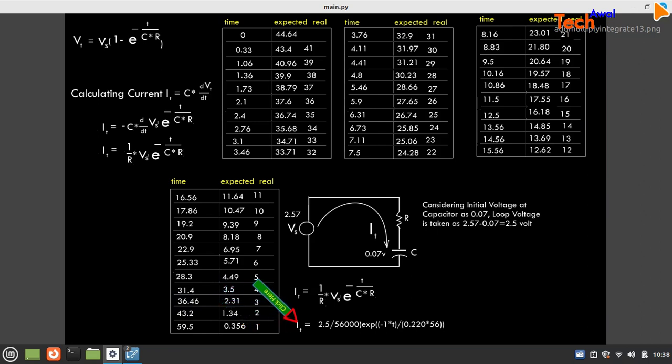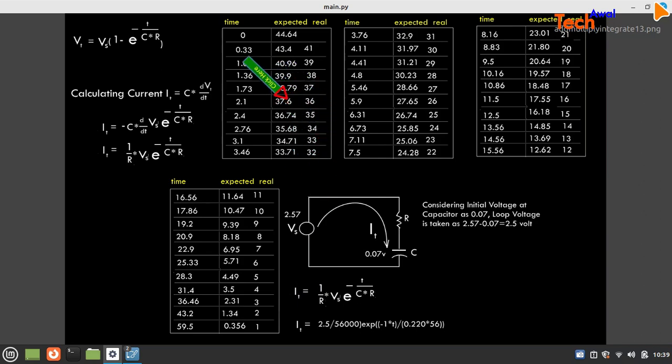This is what we saw in the current video. Now the voltage that we have taken into consideration: Vs is 2.57 and the initial voltage of the capacitor is 0.707 volt. So for maximum accuracy we have taken the voltage source as 2.5 volt, and then we have calculated the theoretical I based upon this equation, and that is the left one.